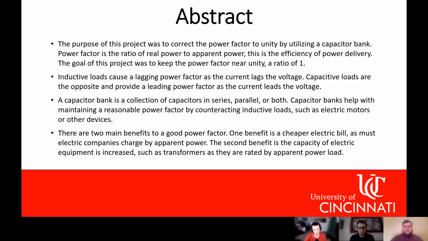There are a lot of benefits to having good power factor. The two main are having a cheaper electric bill, as most electric companies charge by apparent power. The second benefit is that the capacity of electrical equipment is greatly increased.